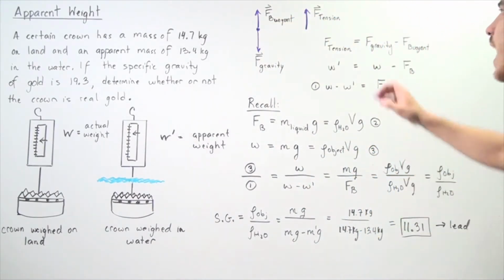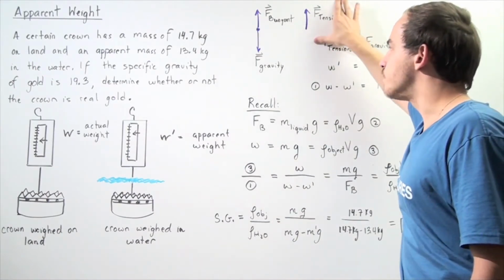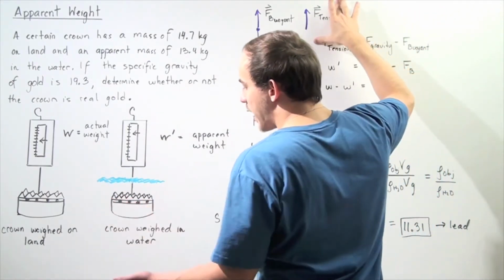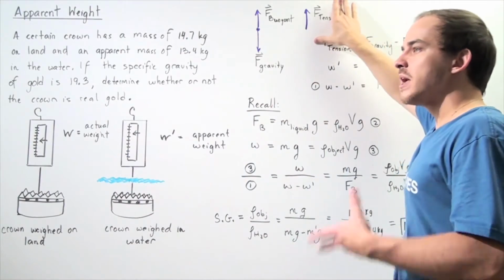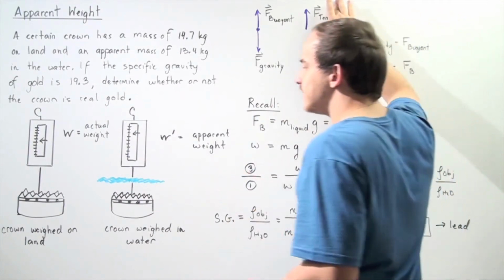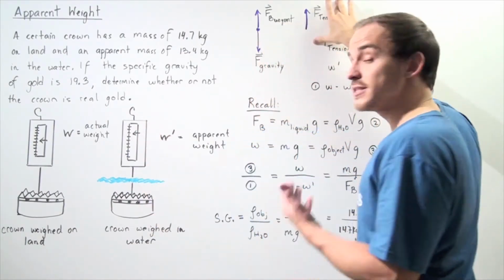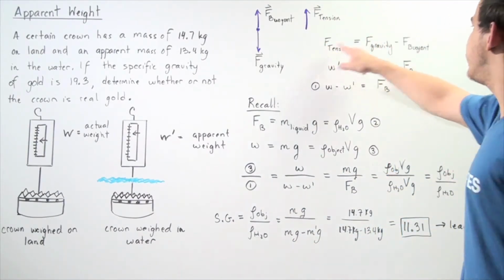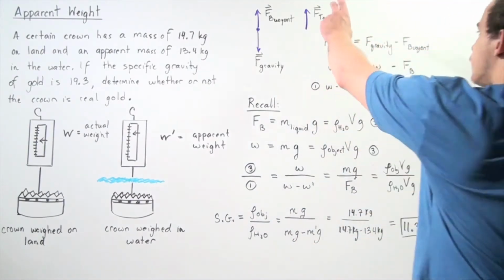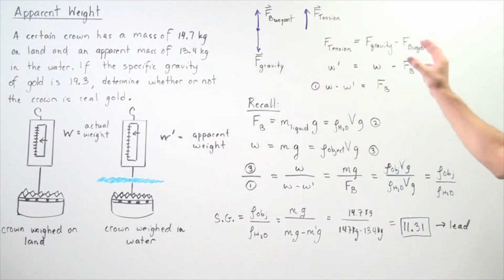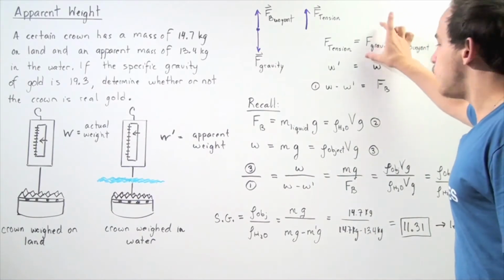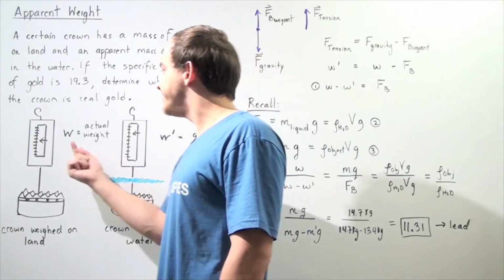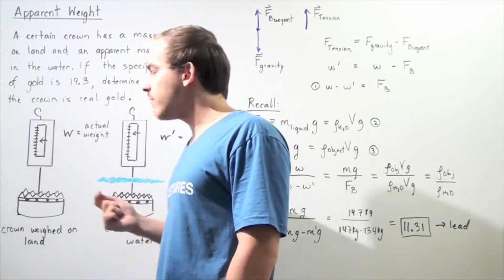We want to solve for the force tension. Because the crown is in static equilibrium, the sum of all the forces acting on the object along the y-axis must be 0. So using that result, we can calculate the following equation. The force tension is equal to the force of gravity minus the buoyant force. Now, the force of gravity is simply W. It's the actual weight of the object.